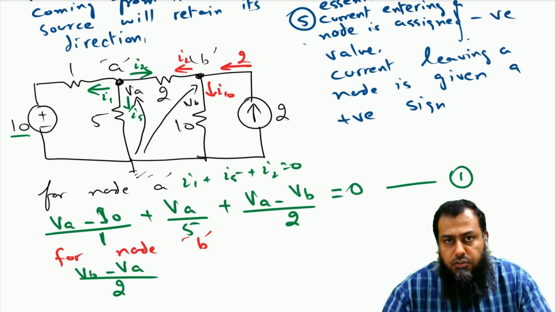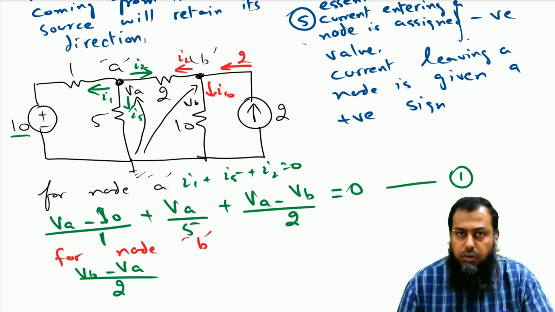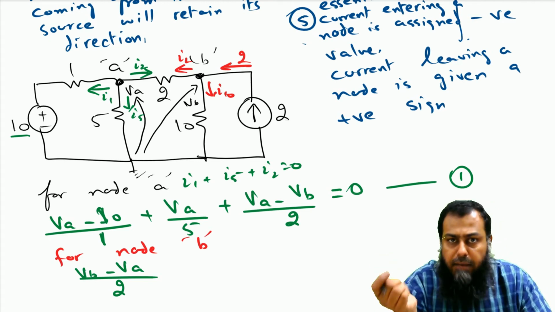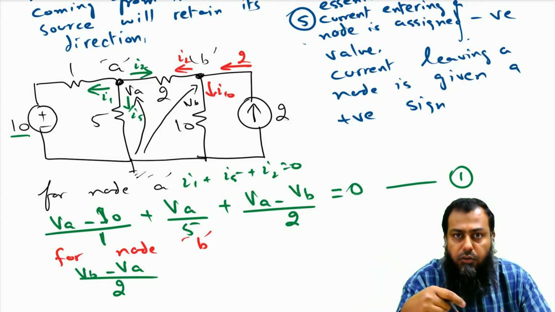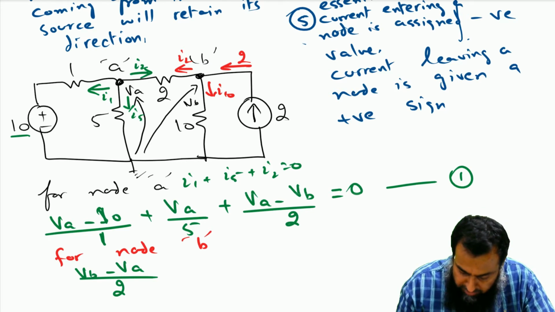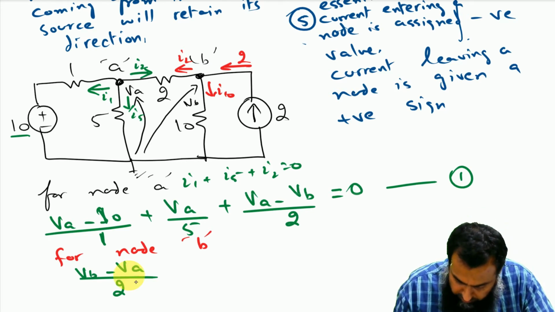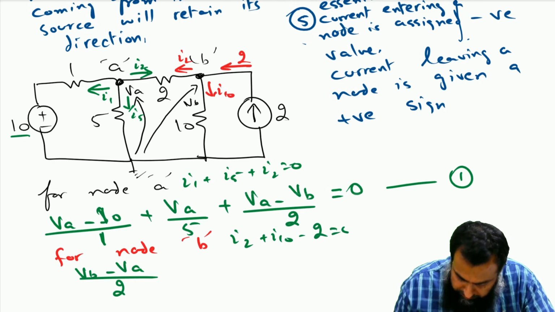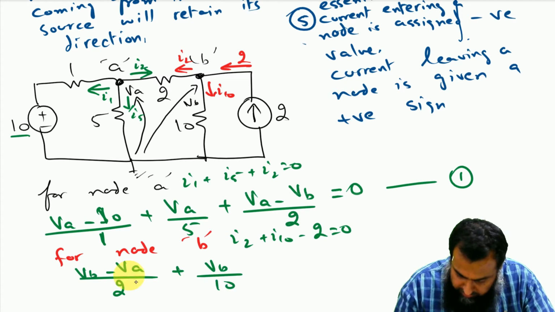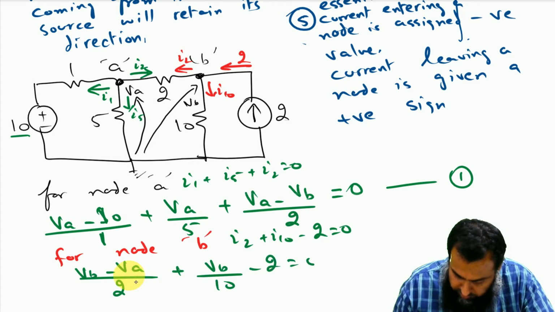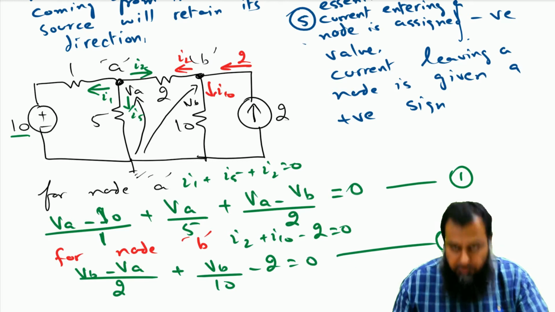So this essential node also has 3 currents, out of which 2 should leave the node, and because the third element is a current source, it should feed current into this particular node. So we have VB minus VA over 2, plus I10, minus 2, equal to 0. I10 is VB over 10, so this is minus 2, equal to 0. This has given me equation number 2.